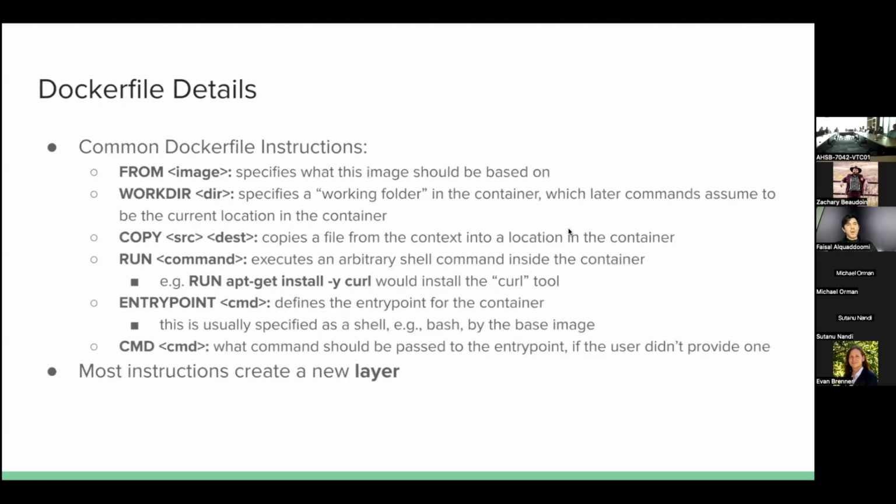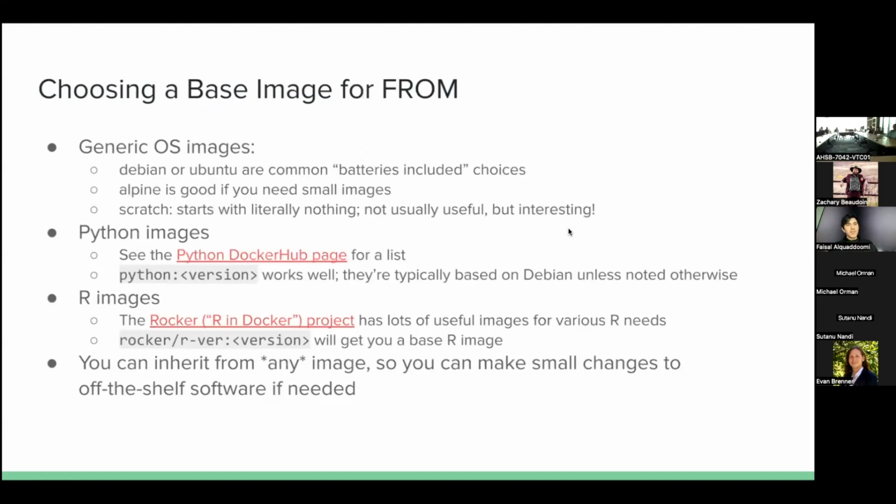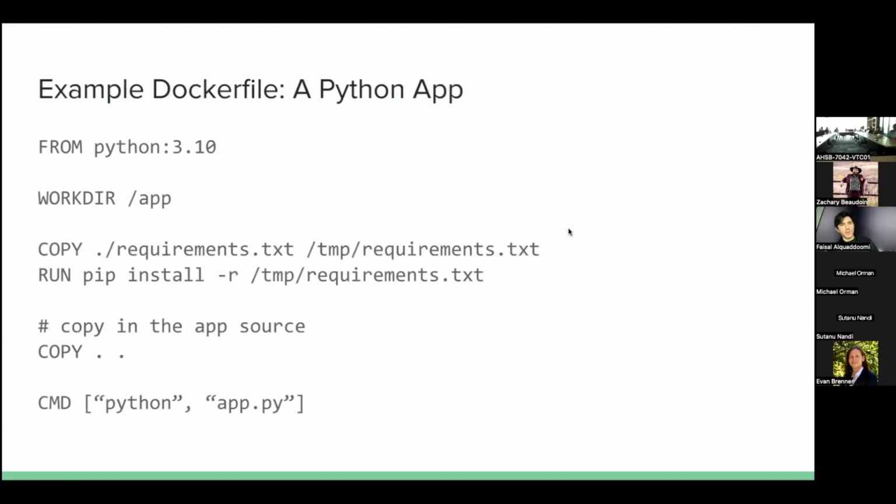Okay, so actually, I think I'm going to skip ahead and just show you a Docker file. So here's a Docker file. This is an example Python application. The first line is what image it's based on. In this case, we're basing on Python 3.10. We define a working directory.